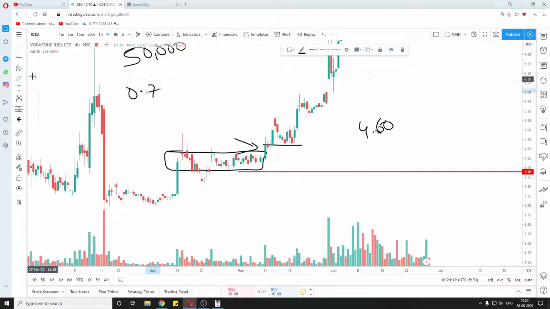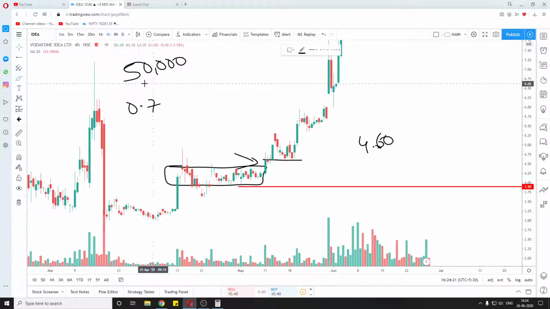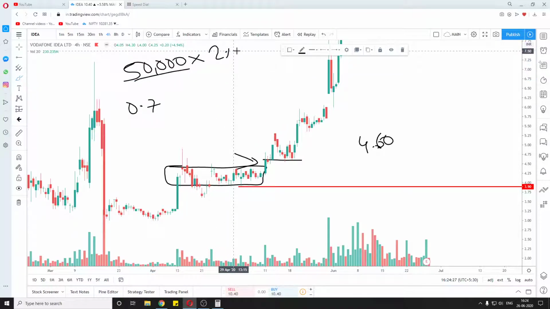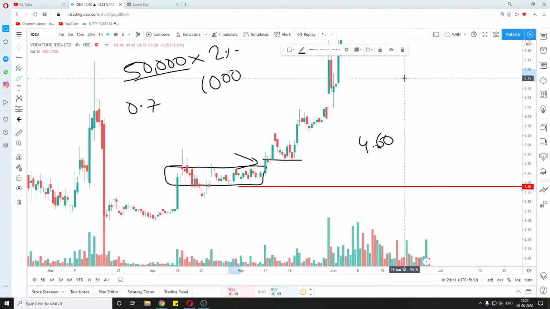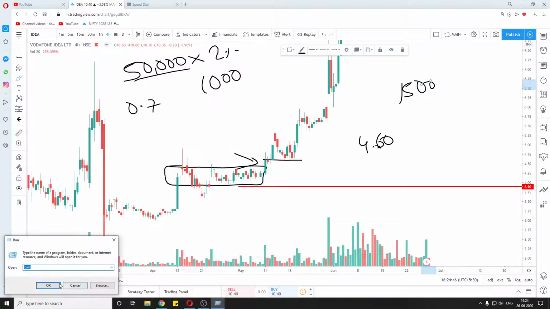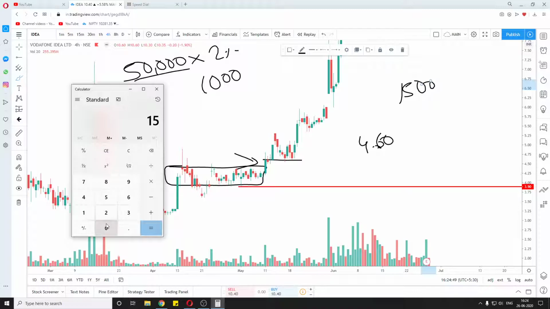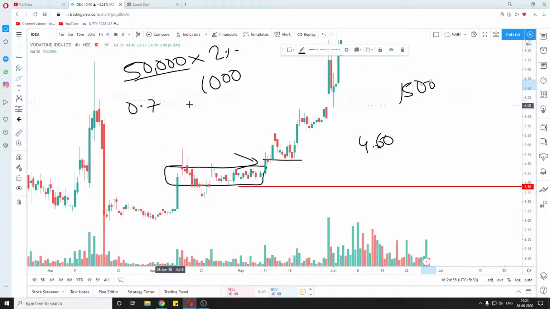Our risk with 50,000 becomes 2%, that is 1,000 rupees stop loss. So if we divide 1,000 by 0.7, it comes to, let's say, 1500 quantity. So we can only buy 1500 quantity, which becomes 1500 into 4.60. That is, we can only buy shares worth 6,900 rupees.